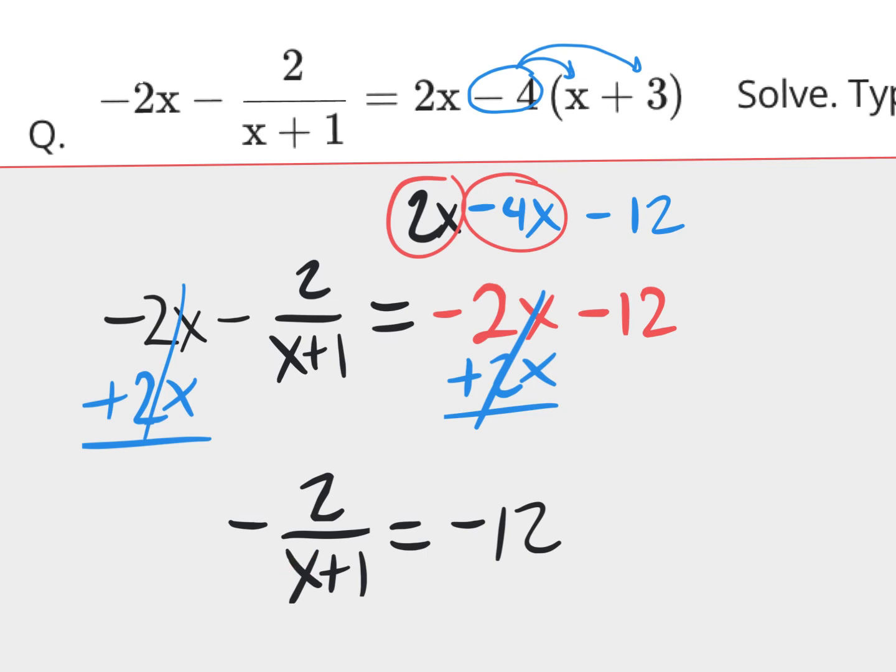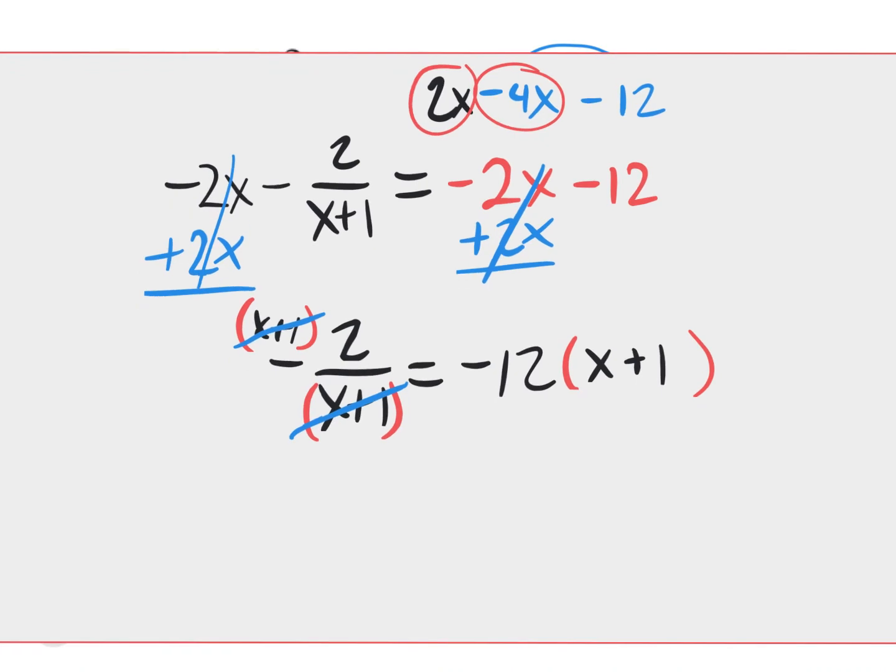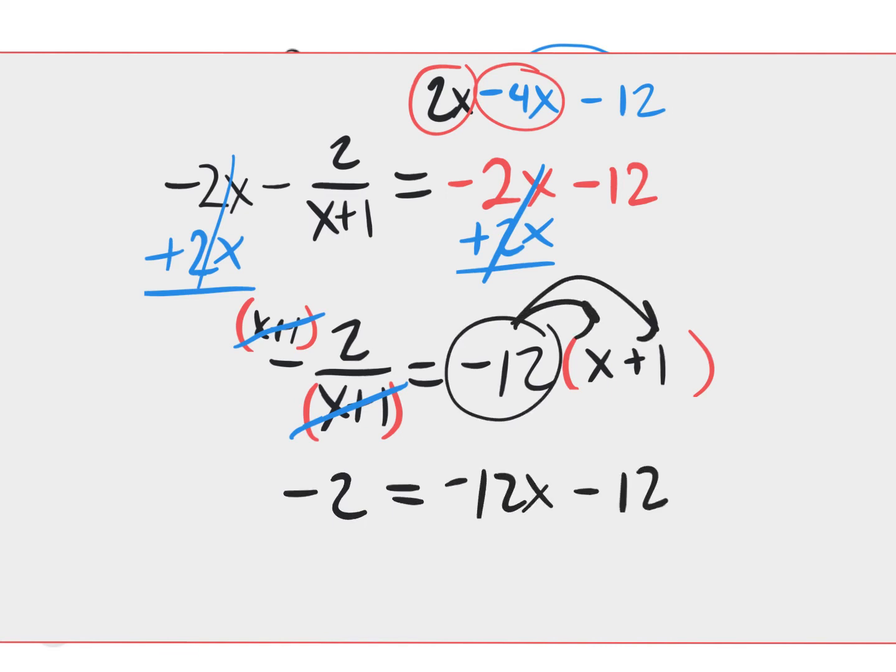You multiply it by the denominator. Multiply everything by the denominator. Now, the important part right here is that you actually have a binomial that's a denominator. So you're going to multiply by that exact binomial, x plus 1. And what you do to one side, you do to the other side, multiply that side also by x plus 1. So yes, the x plus 1 binomial cancels with the x plus 1 binomial. And what do we have left? We have a negative 2 equaling, no more fraction, and distribute negative 12 times x is negative 12x, and negative 12 times 1 is negative 12.